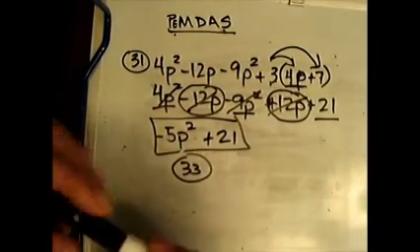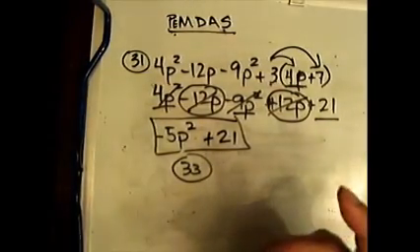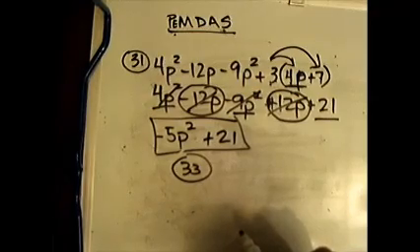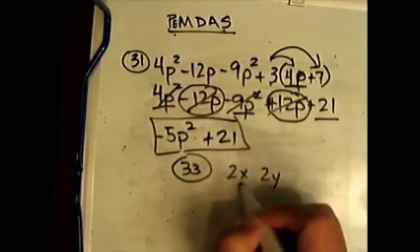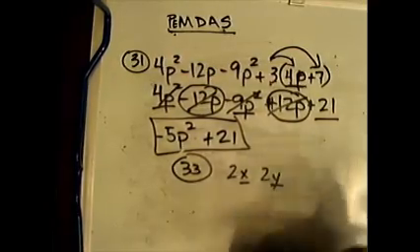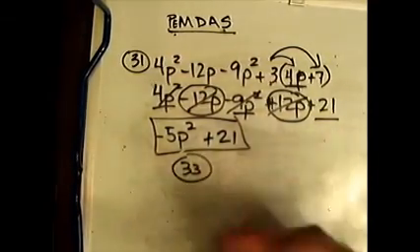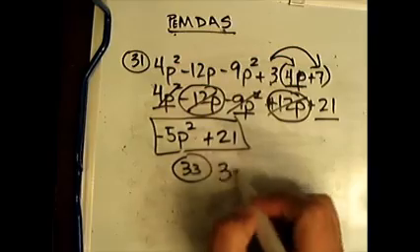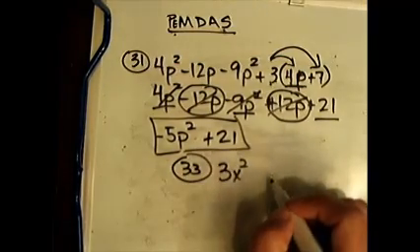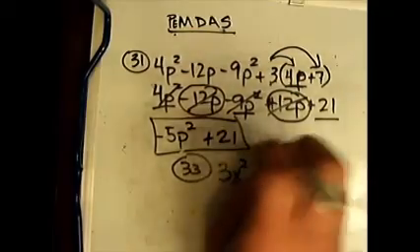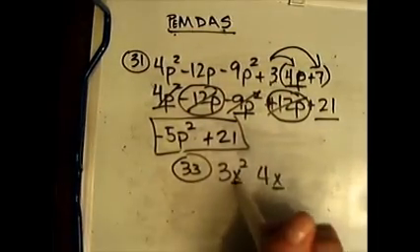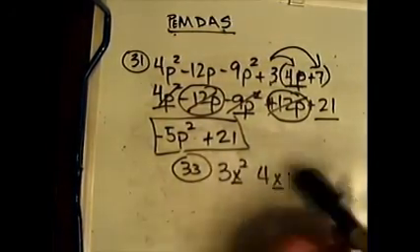Alright, for number 33, which terms are like terms? If you look at that, you have 2x and 2y. You notice this is an x and this is a y. So that's not the same. Those are not like terms. The next one you have 3x squared and 4x. This is an x squared, this is an x. Those are not like terms because they're not the same. That has a square, that one doesn't.